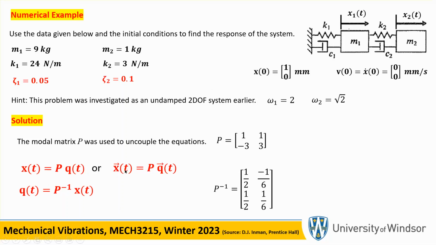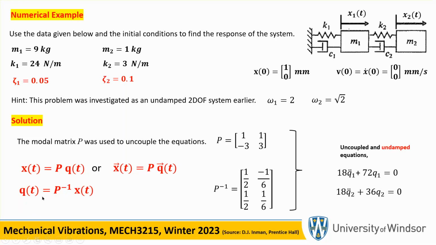If you want to find q of t, because you need the initial conditions on q, you need to multiply this thing by the inverse. If you plug in t equal to 0 here, because you know x of 0, you can get q1 and q2 at 0. You need it. And if you differentiate this, you get q dot equal to P inverse x dot, and you put t equal to 0 in there, you have the components of q dot at time 0 in terms of the components of x dot at time equal to 0.